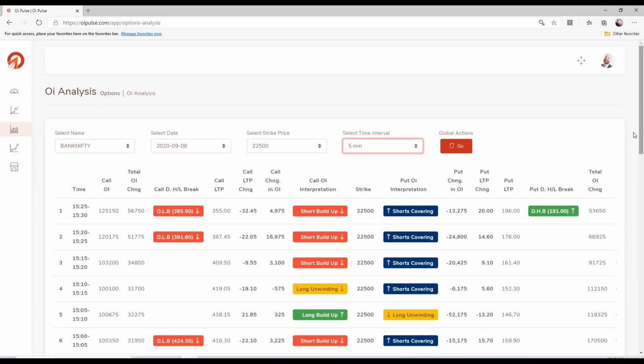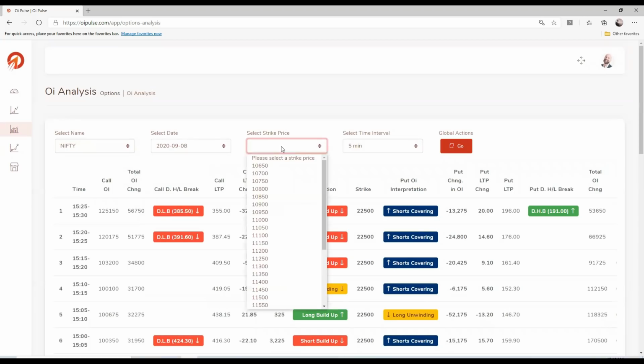But going by the data, at least we know that the shorts have carried forward the momentum for the night, and it makes sense for us to carry it based on the short buildup which got created on the put side. So here again, I decoded it for Bank Nifty. We will be able to see it for the Nifty as well.